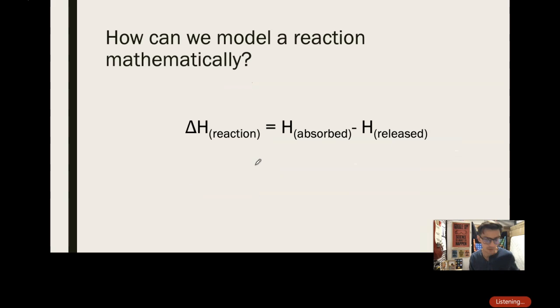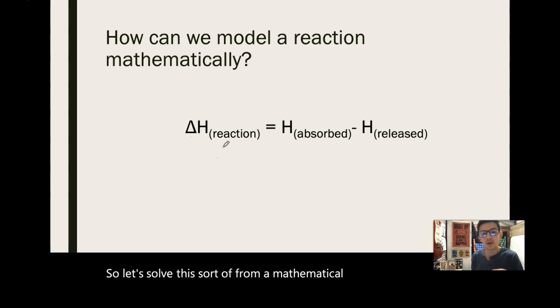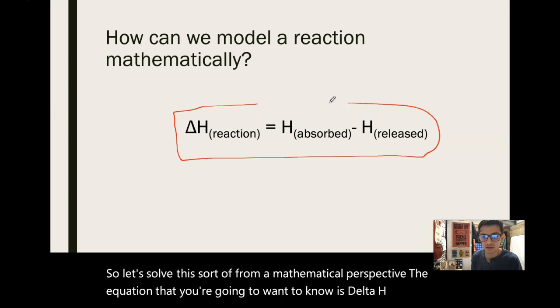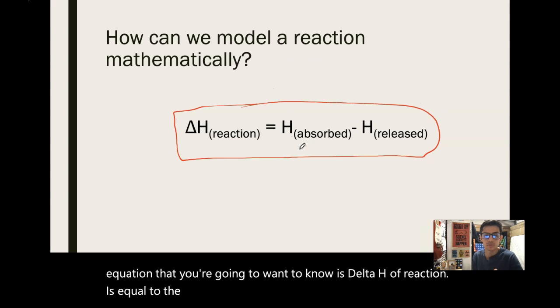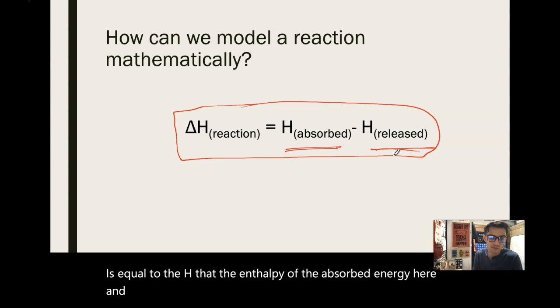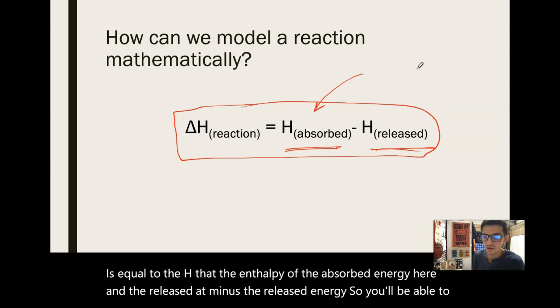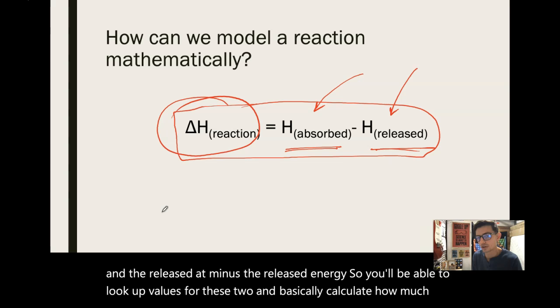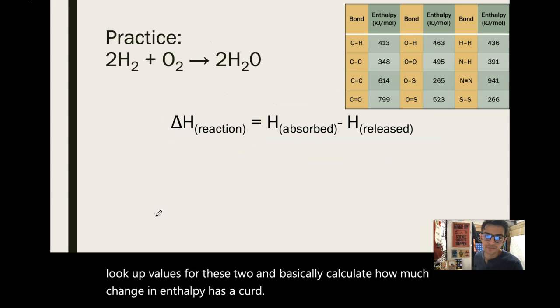So let's solve this from a mathematical perspective. The equation that you're going to want to know is delta H of reaction is equal to the enthalpy of the absorbed energy minus the released energy. You'll be able to look up values for these two and basically calculate how much change in enthalpy has occurred. I'll show you what I mean.